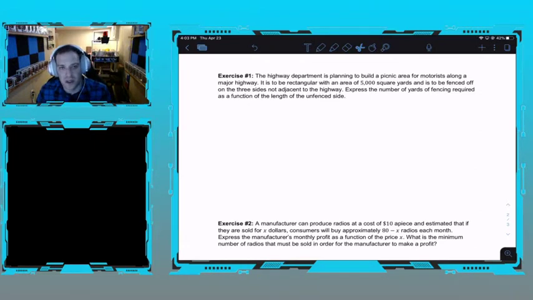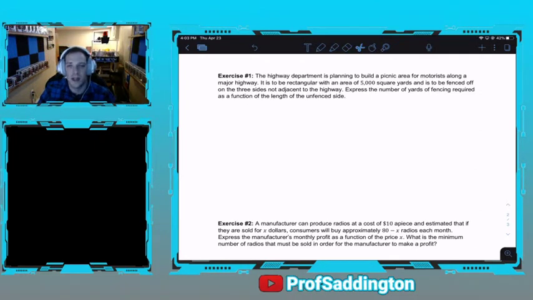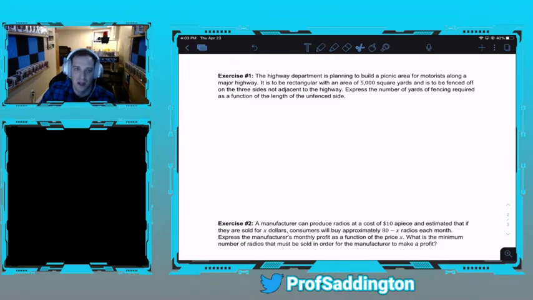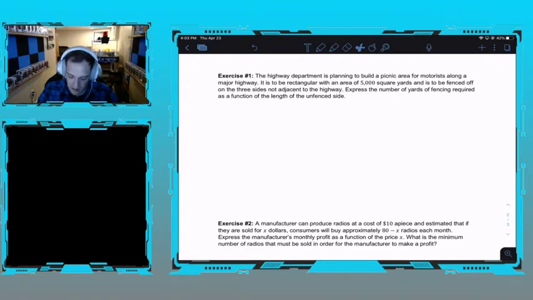So the first one says that the highway department is planning on building a picnic area for motorists along a major highway. It is to be rectangular with an area of 5,000 square yards and is to be fenced off on the 3 sides not adjacent to the highway. So express the number of yards of fencing required as a function of the length of its unfenced side.